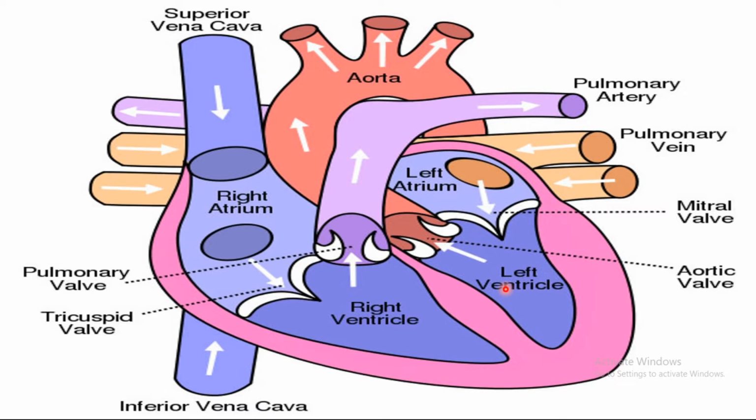Now let's see how the heart collects and donates the blood. Of course, it does it by the vessels. Major blood vessels connected to the heart are the aorta, superior vena cava, inferior vena cava, pulmonary artery, pulmonary vein, and coronary artery. Coronary arteries are the blood supply of the heart. The superior vena cava collects the blood from the upper body and the inferior vena cava collects the blood from the lower body. The pulmonary artery takes blood to the lungs.